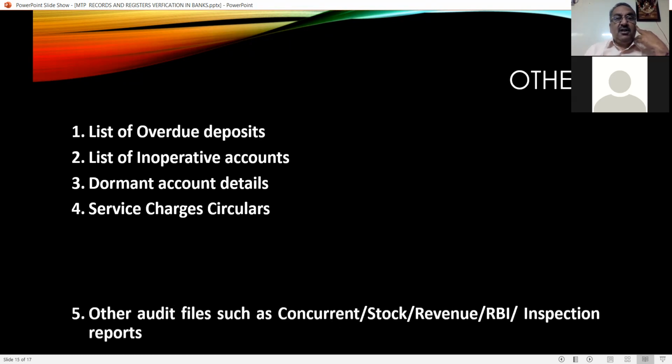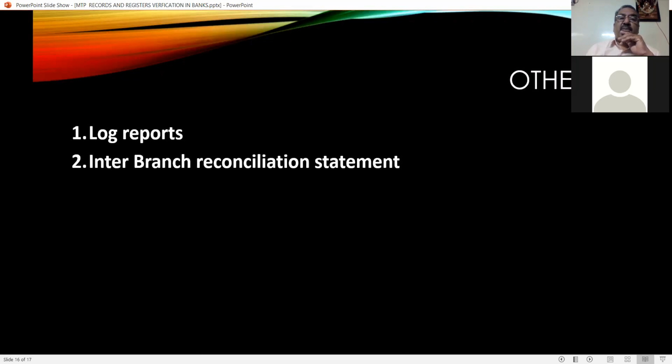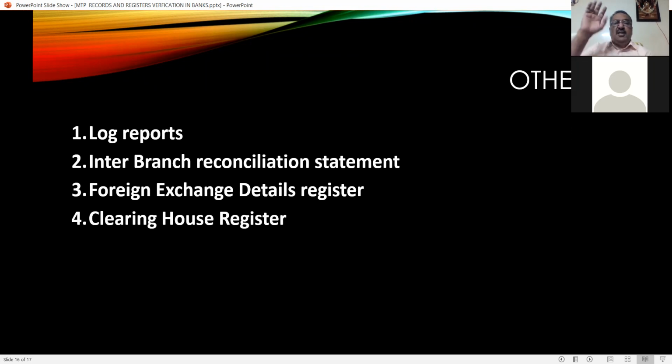What are the service charges circulars? That you have to see, and the other audit files and records: the concurrent audit report, stock audit, revenue audit, RBI audit, inspection reports. All audits you have to ask for your verification. And the log report, which you can take from the branch, and the inter-branch reconciliation statement, which is now done on a system basis, and the foreign exchange details register. This also you can get. All these registers you can get from the system, but as an auditor, you have to verify all these things.